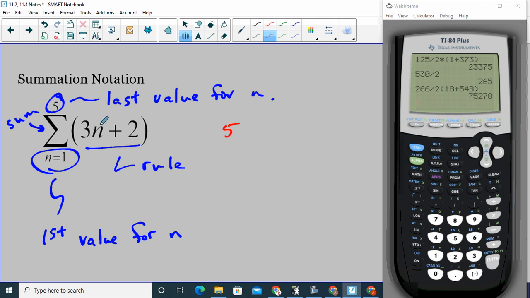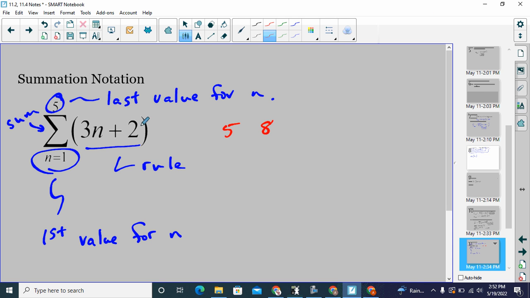Now plug in 2, 6 plus 2. Plug in 3, 9 plus 2. Plug in 4, 12 plus 2. Plug in 5, 15 plus 2. I stop there because that's the value up at the top here. This is the last value to plug in for n. The sigma tells me to add those values up. So let's see here. We have 31 and 13, 44, 55.